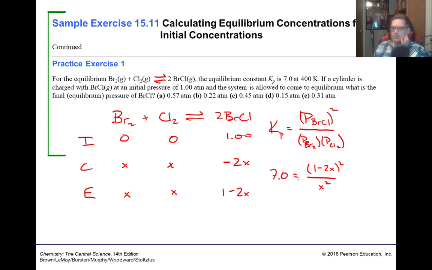Now, we just have to do some algebra here, so these are both squared, so we'll take the square root of both sides. All right, so we get root 7 is equal to 1 minus 2x over x. All right, so we can multiply both sides by x. So we get root 7 x is equal to 1 minus 2x.